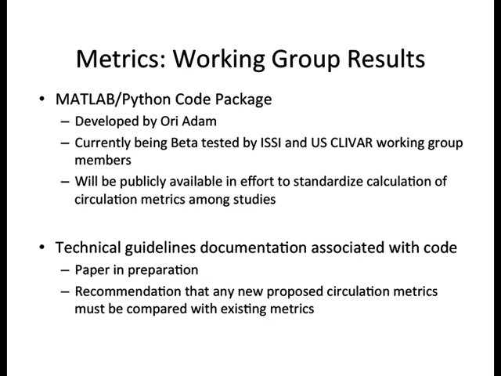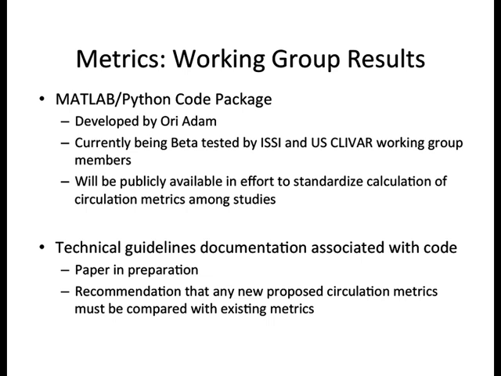Okay, and as I mentioned earlier, something tangible that I think hopefully will be useful to the community is that Ori Adam, who's a member of both working groups, has been developing this MATLAB Python code package. This is currently being beta tested by working group members. The idea is that probably sometime next year this will become publicly available in an effort to hopefully standardize calculation of these metrics. We'll have open source code that you can download to calculate various changes in the general circulation, particularly dealing with circulation expansion.